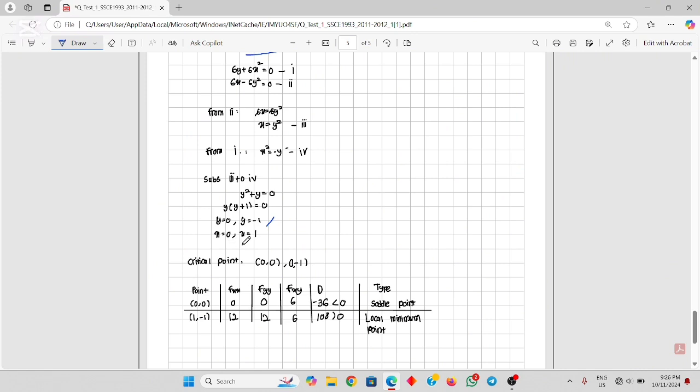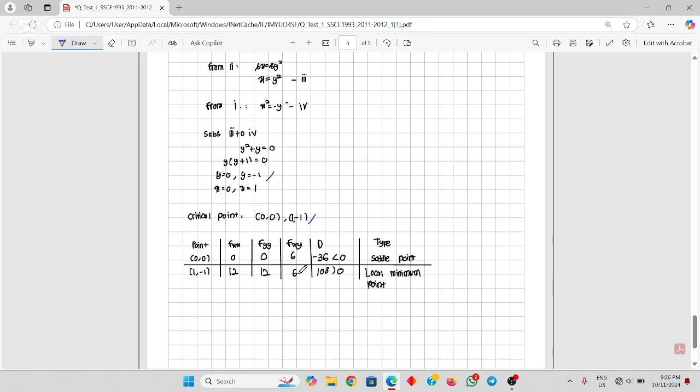From the values that we got, we can know the critical points of the question are 0, 0, and 1, negative 1. So to make it easier, we just make a table like this. The points will be 0, 0, and 1, negative 1. This is wrong. Should be 1.